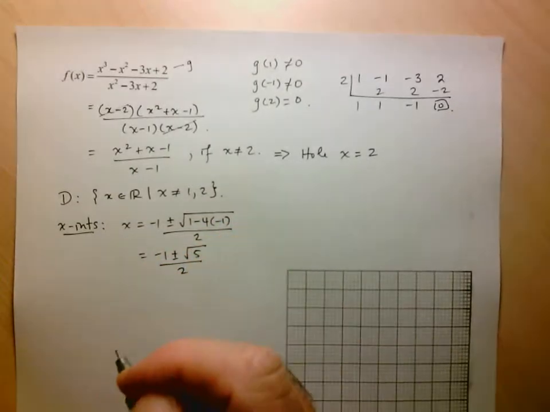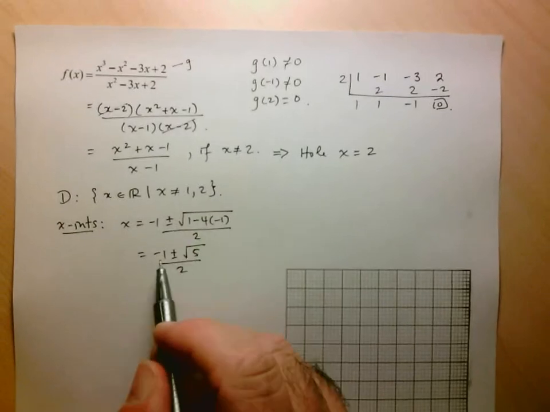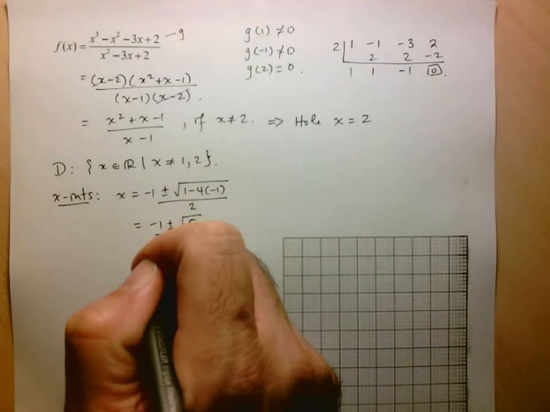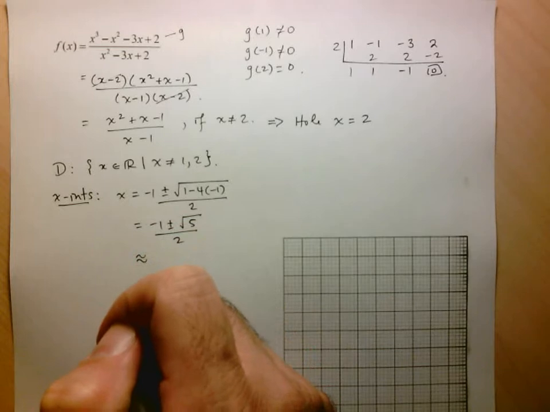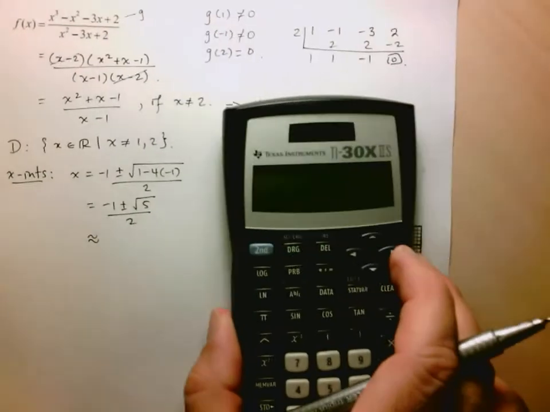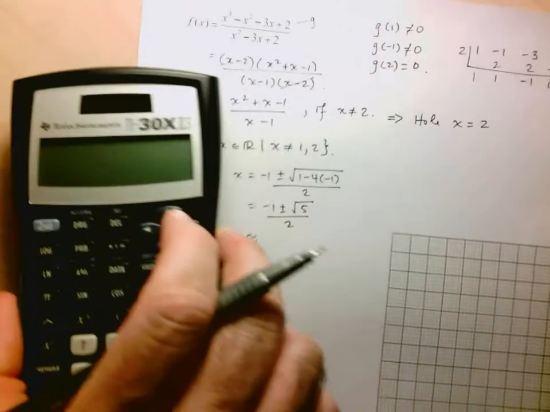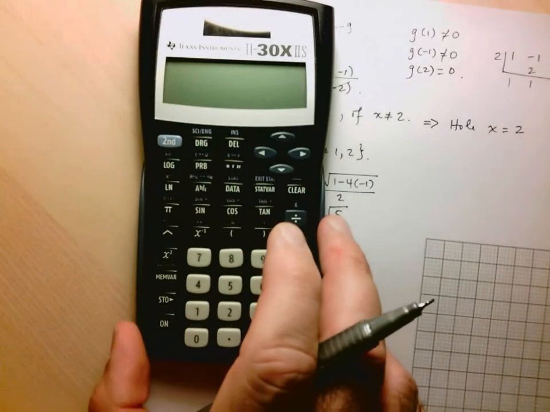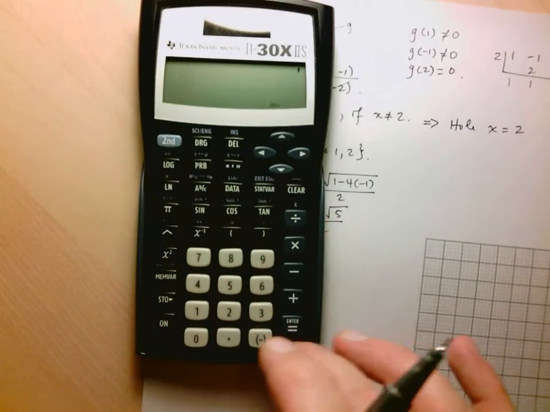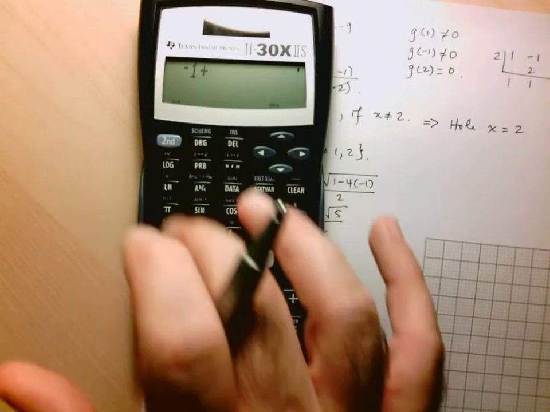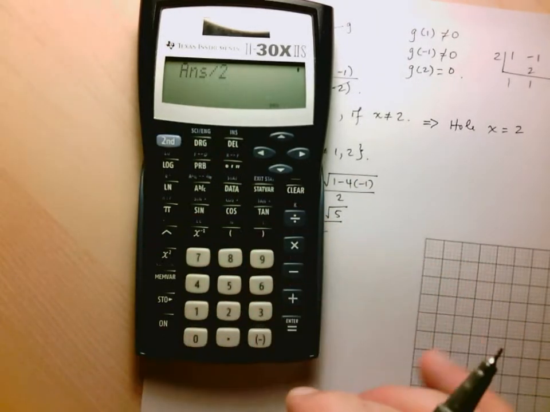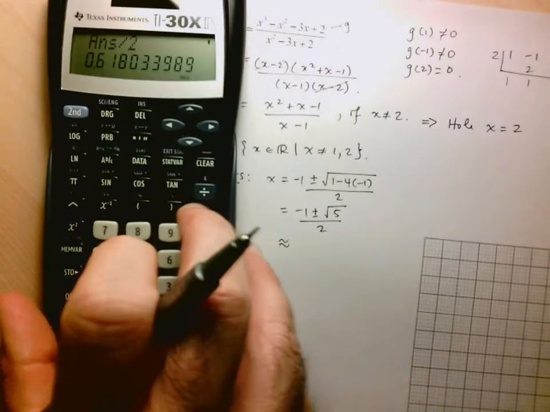Now these are the exact x-intercepts, but of course since I need to graph this, I'm going to look for approximations here. So let's see what we get. Try this side. Here we've got negative 1 plus root 5, and then divided by 2. So we've got about 0.62.